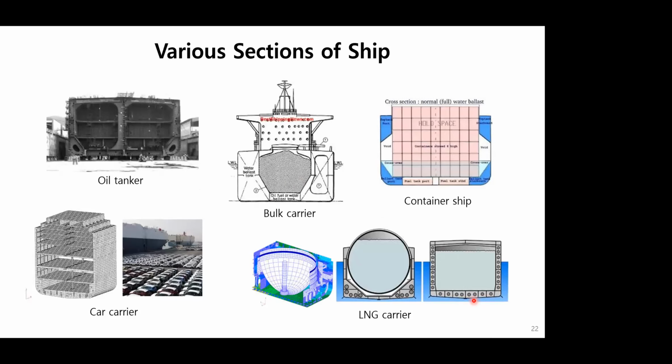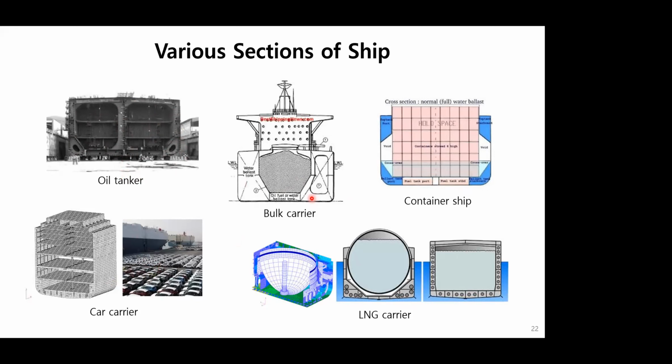Here are various sections of ship. Oil tanker: two big closed sections in a whole one section. Car carriers have many decks inside so that they carry as many cars as possible. Car carrier has both weak vertical and lateral rigidity.